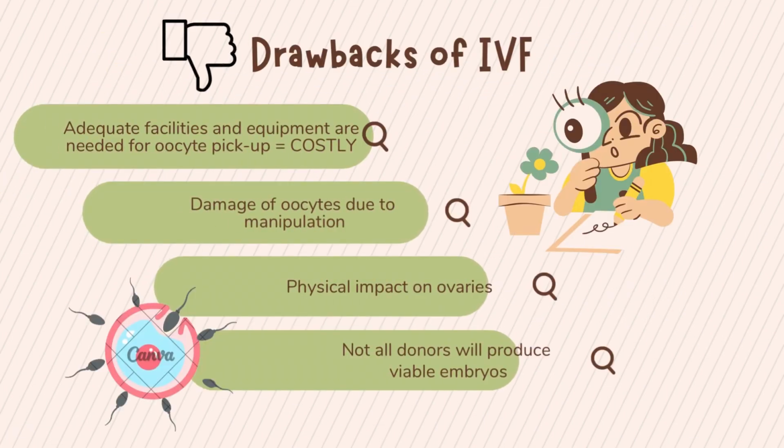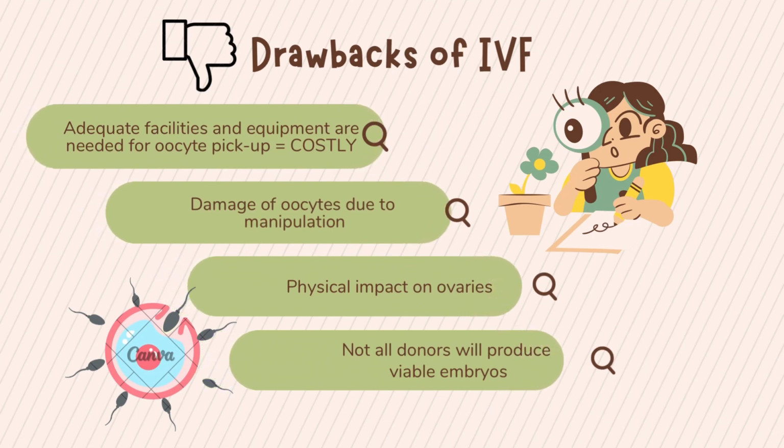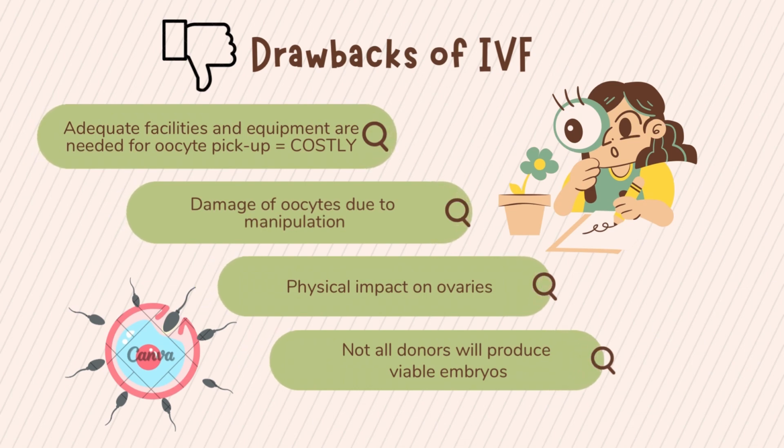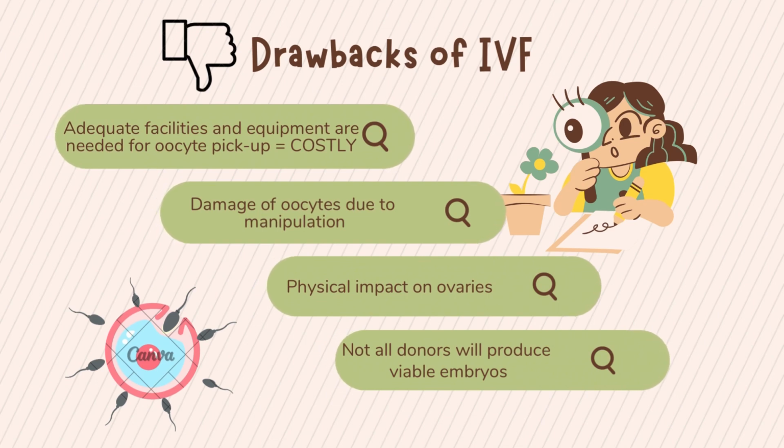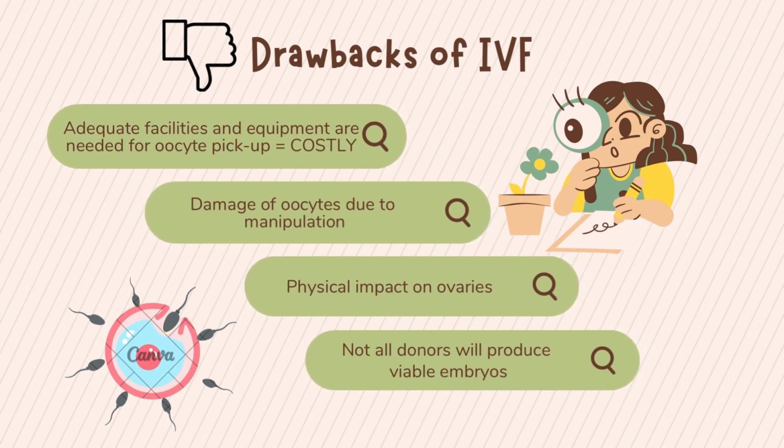These are a few drawbacks of IVF. Adequate facilities and equipment are needed for oocyte pickup, and these can be very costly to the farmers. Next, suitable temperature and pH are needed to mimic the animal's uterine environment in order to keep the oocytes viable. Hence, damage of oocytes may occur due to the manipulation done. IVF may also cause physical impact on the ovaries, as follicle aspiration is an invasive procedure which may cause bleeding or infection. And lastly, not all donors will produce viable embryos, and this could cause further economic loss to the farmers.